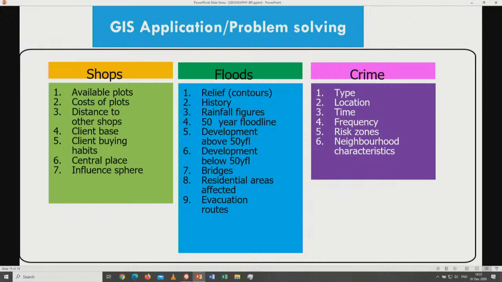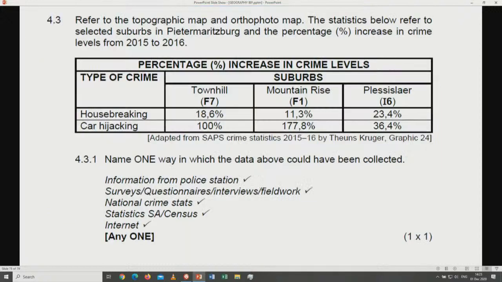And then for crime, the type of crime that people normally will have, the location, where are they doing that crime? Around what time do they normally commit that crime? Frequently, how often does that crime occur? Risky zones, which zones are the highest risk? The characteristics in the neighboring areas. So when you ask about the application of crime, you must be able to know that the answers should range from these points here that you have in front of you.